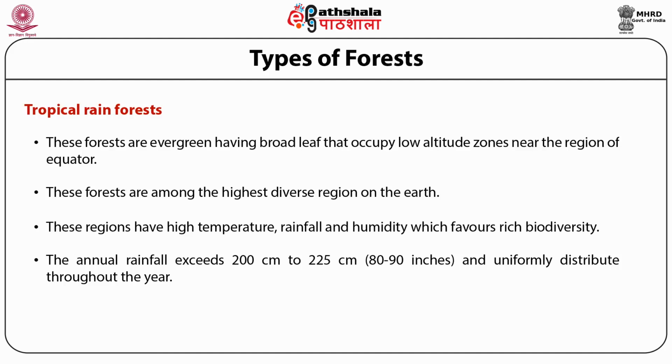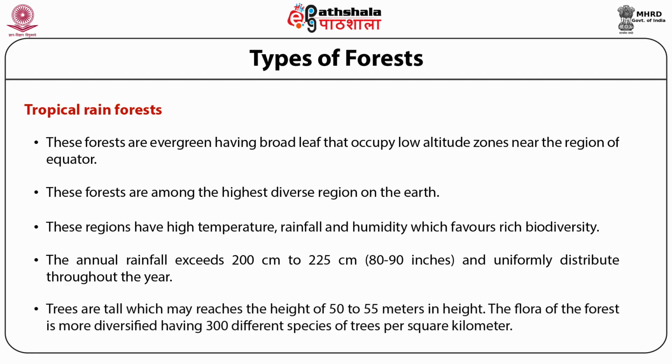These forests are found in South and Central America, Africa, Southeast Asia, and North Australia. The largest tropical forest is found in the Western Ghats. Trees are tall, which may reach a height of 50 to 55 meters. The flora of the forest is more diversified, having 300 different species of trees per square kilometer.